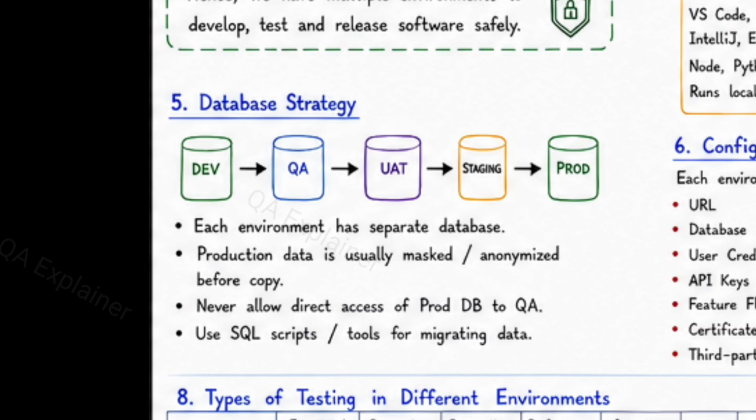Like in the developer environment, they are using a different kind of user data that is totally dummy and fake. In the QA environment, we are using nearly genuine data, but it is also fake. Then in UAT, we sometimes use similar, proper data, but it is actually fake data that is totally similar to client data.